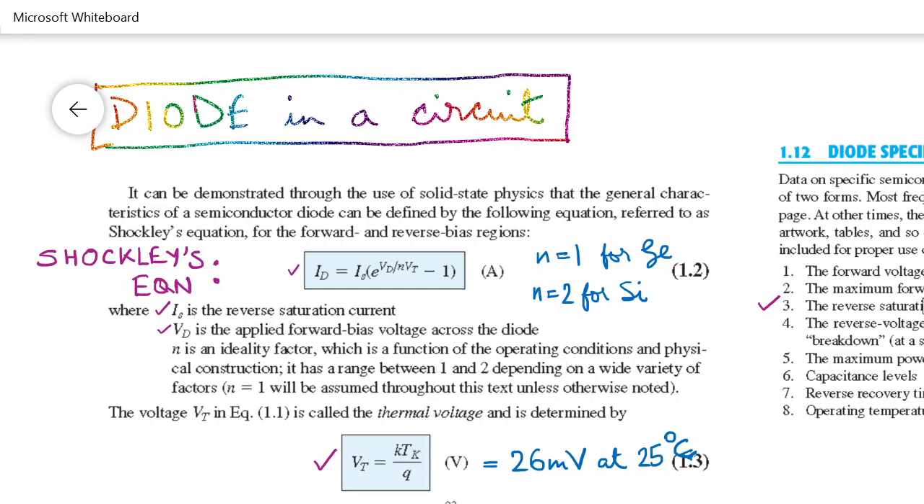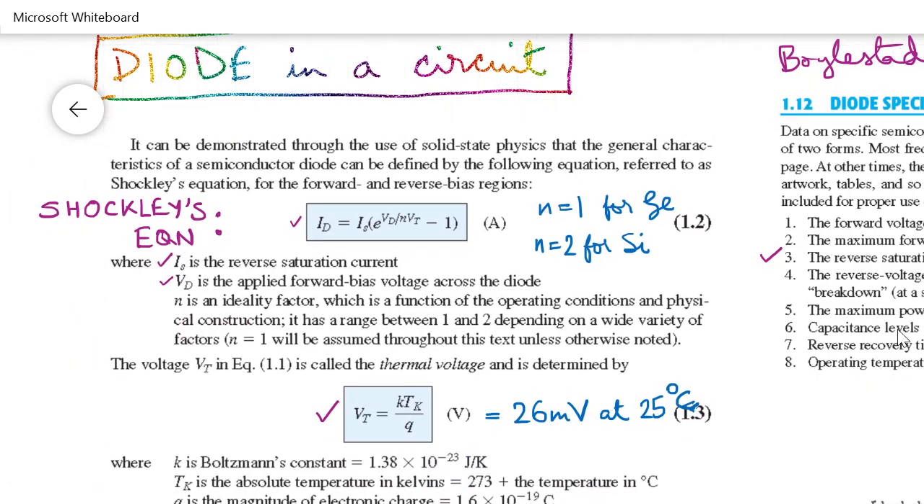I urge you to read the diode specification sheet part from the book for details. The book from where I have taken this is the Boylestad book, edition 11. It is available on the internet also, and I had also shared it, if I remember correctly. You can see section number 1.12 and read from there in detail, and if you don't understand anything from there, you can ask me. I will try to explain that in the next lecture.